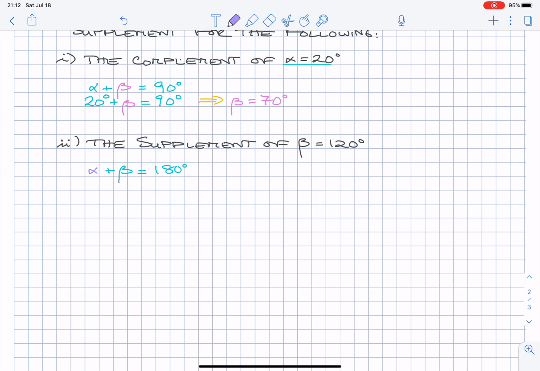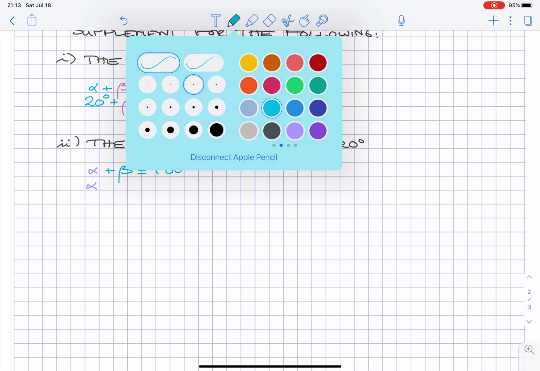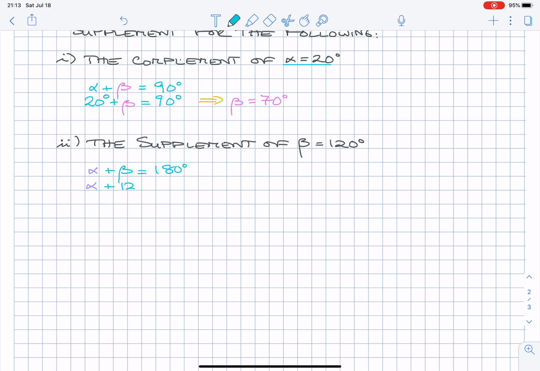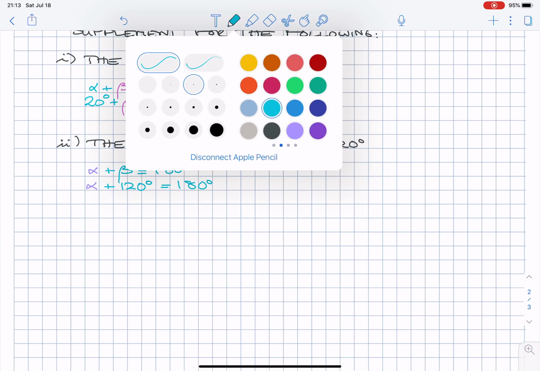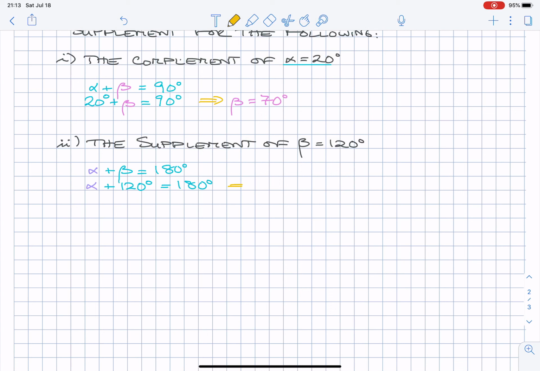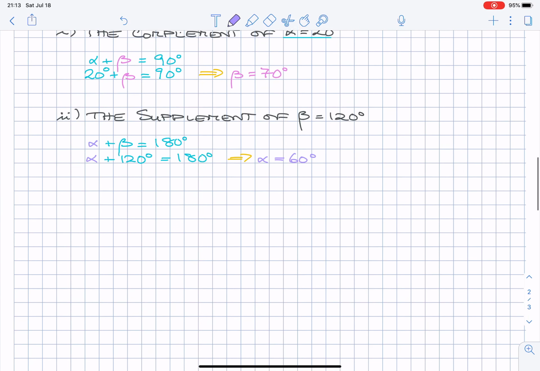Okay, so I have alpha plus the given angle beta, 120 degrees, and that should sum to 180 degrees. So if I take away 120 from 180, I'm left with alpha equal to 60 degrees. That's a terrible looking alpha. Let me make that a bit better. So there we go. So that is the supplement to 120 degrees.